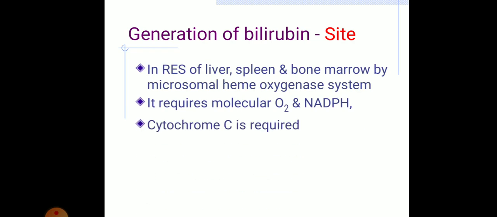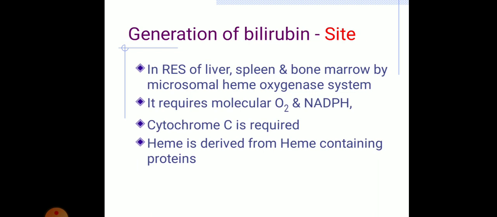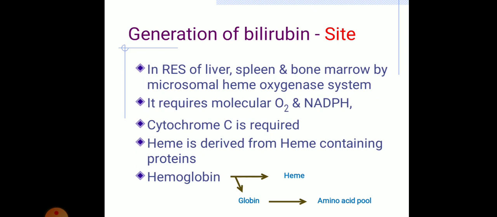Cytochrome C is also required. Heme is derived from heme containing proteins such as hemoglobin. Hemoglobin is converted to globin and heme, right? That is the first step. What happens to this globin? Globin is a protein, so it is catabolized to amino acids. These amino acids are released into the blood and reutilized to form hemoglobin. Okay. What happens to this heme? We will deal with it.